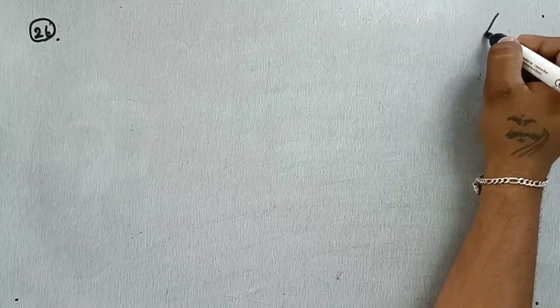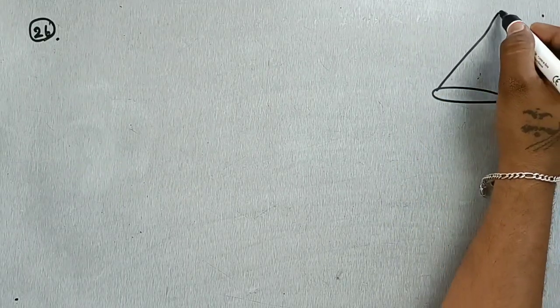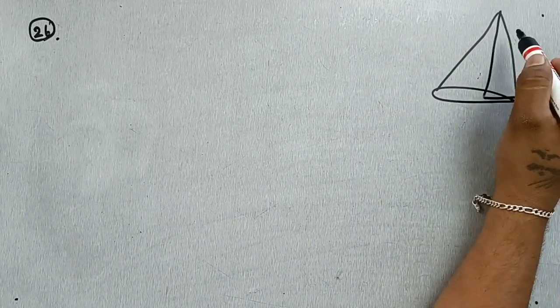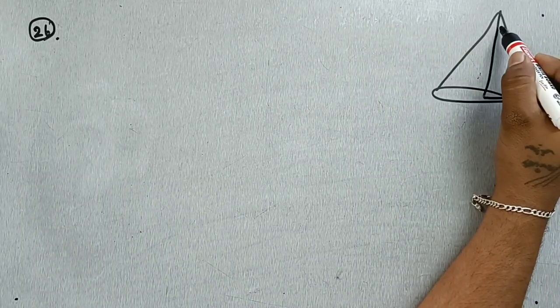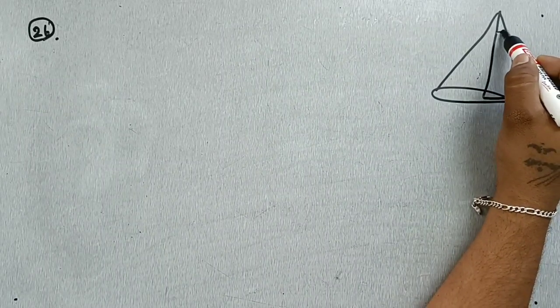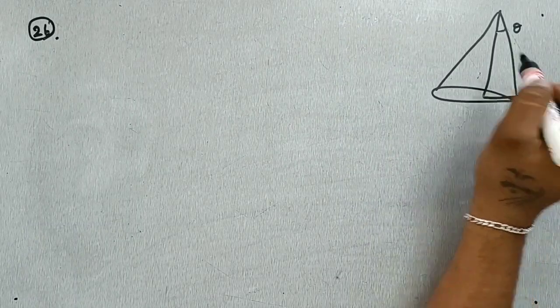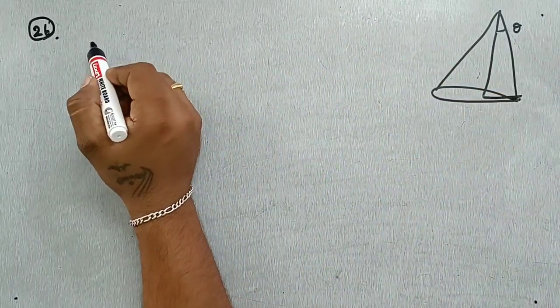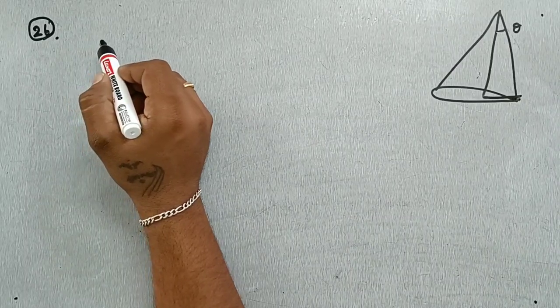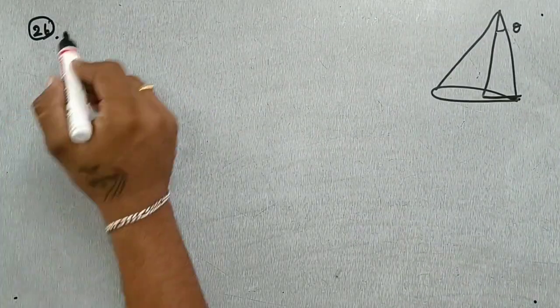Question number 26. Find so that the semi-vertical angle of a right circular cone. So the same shape, right circular cone, we can draw. Semi-vertical angle we can take as theta or alpha, whatever is convenient. I am taking it here as theta. So semi-vertical angle theta. I need to show that it is equal to sine inverse of 1 by 3. Actually the question is semi-vertical angle of a right circular cone of given surface area.